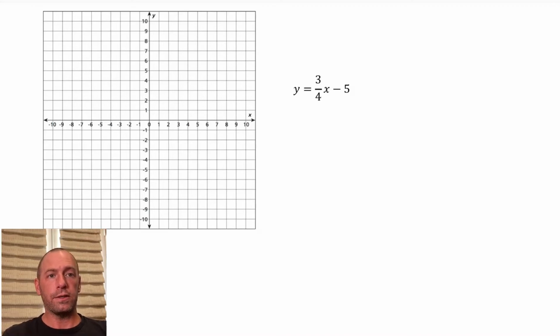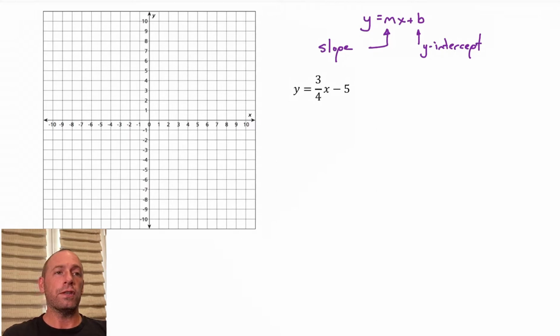Hey, it's Mr. Redstone, and in this video we're going to be graphing some lines in slope-intercept form. That is y equals mx plus b. Now we call it slope-intercept form because it tells us the slope and the y-intercept. This letter b tells us where the line will cross the y-axis. This letter m, that is the slope.